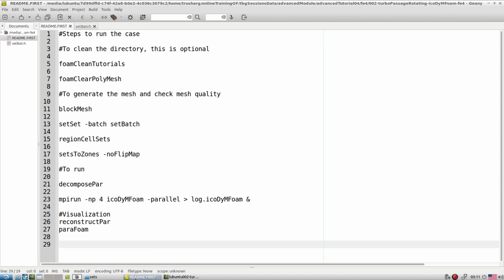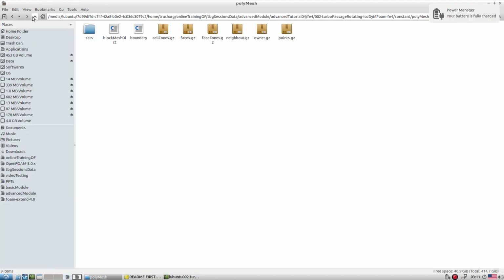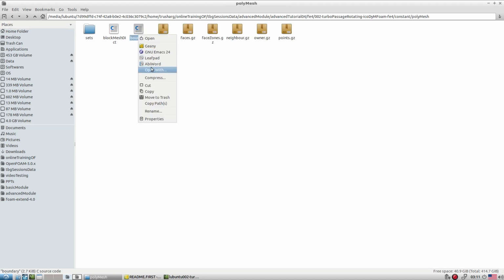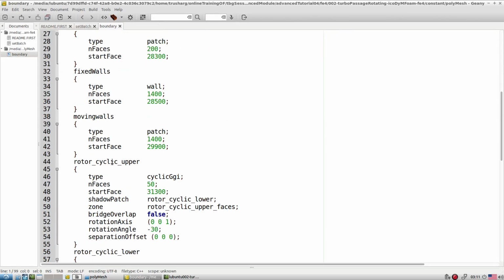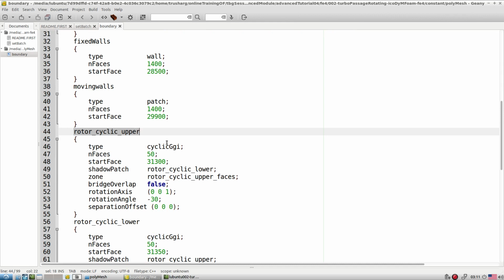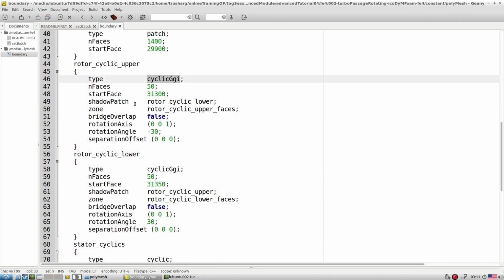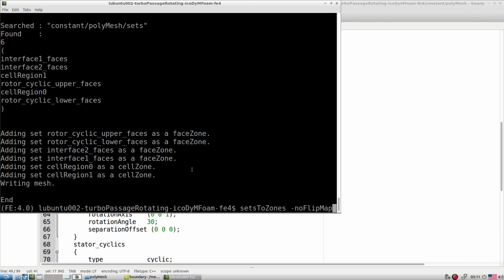But now let's explore a few settings here. Let's look at the boundary condition here, so it gives us the idea. If we see rotor cyclic upper wall, it is a cyclic GGI, because we have to look at it in the cyclic pattern, so that's why it's called cyclic GGI, and its shadow patch is rotor cyclic lower. And if we rotate by 30 degrees, then we are able to reach this rotor cyclic lower wall. What it means, please understand from ParaView.